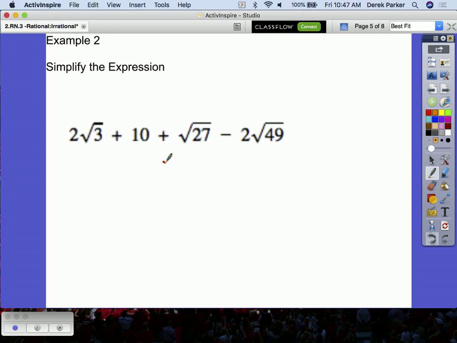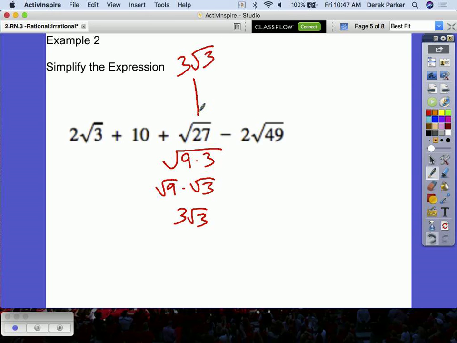I'm going to rewrite this as 9 times 3. 9 is a perfect square, so that becomes 3√3. And now this, the square root of 49, that is a perfect square. That simplifies into 2 times 7, which becomes 14. And I'm going to rewrite that up here so I can rewrite the entire problem.